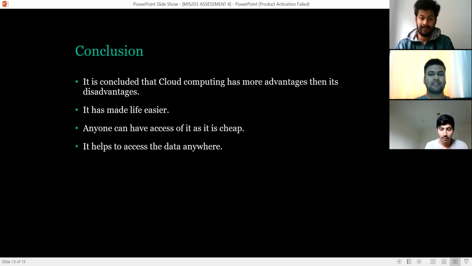These are the conclusions. It is concluded that cloud computing has more advantages than disadvantages. It has made life easier. Anyone can have access to it as it is cheap. It helps to access data anywhere.